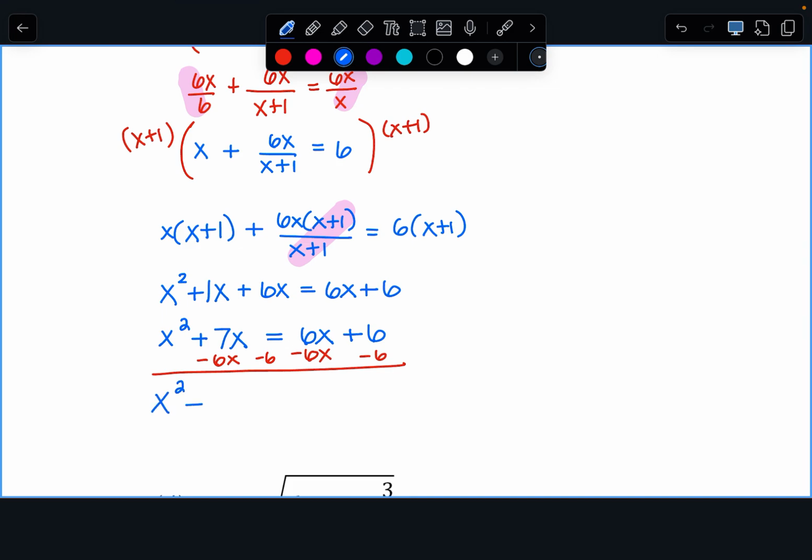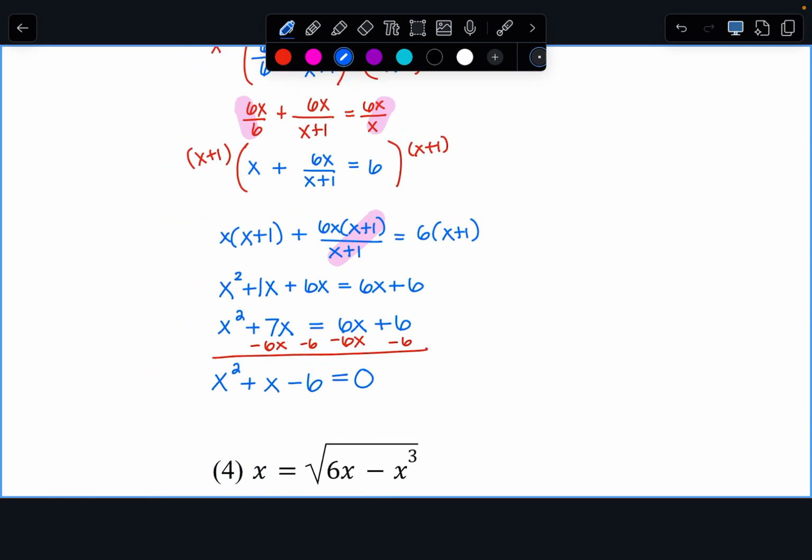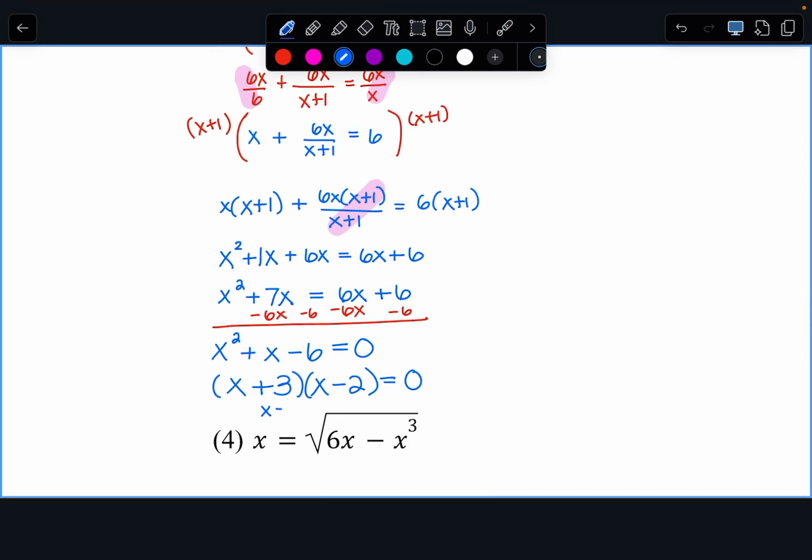So this is x squared plus x minus 6 equals 0. I do not care how you solve this. You can solve using quadratic formula. You can solve by factoring. It's up to you what you are most comfortable with. For me, this one is easy to factor. So my answers are x equals -3 and x equals 2.